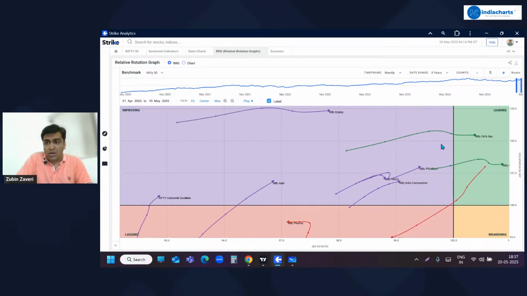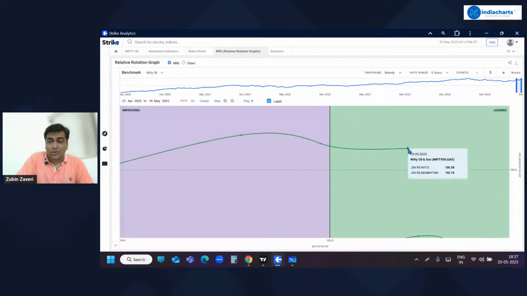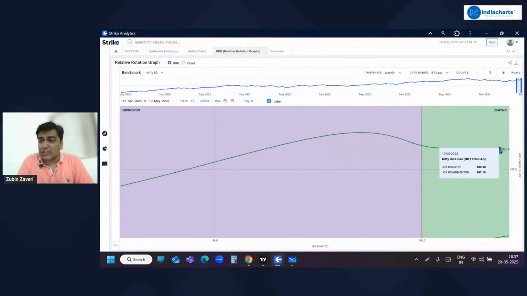Now I generally get lots of questions. People get confused, especially on a Friday, that they look at the date, that is 19th of May, and even today is 20th of May. So there are many people who tell me, hey, the RRG chart is not updated. Now let me tell you, it is updated. Over here you can see from 21st of April 2025 to 19th of May. 19th May is the start of the week. So here it will always mention the start.